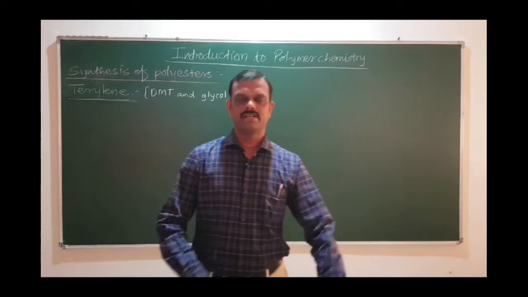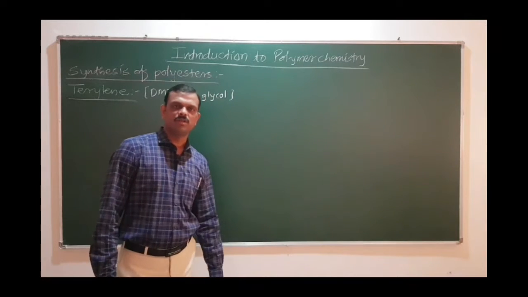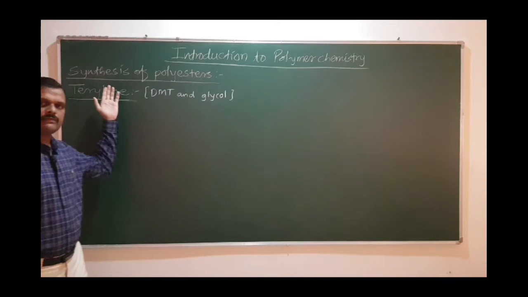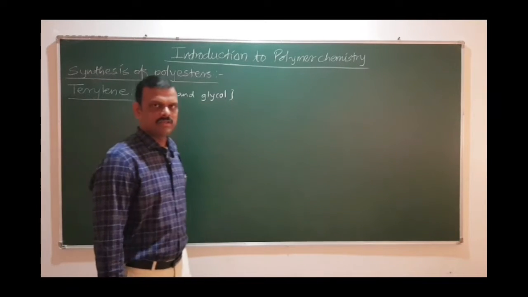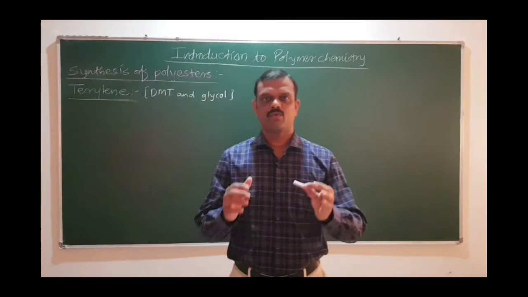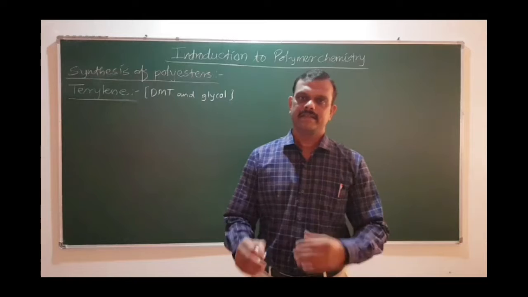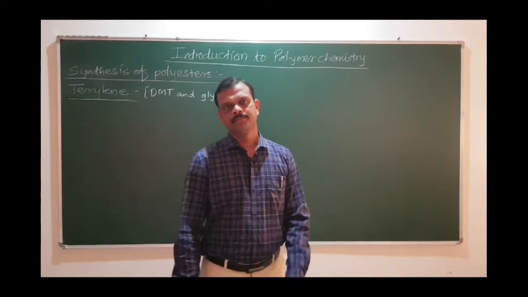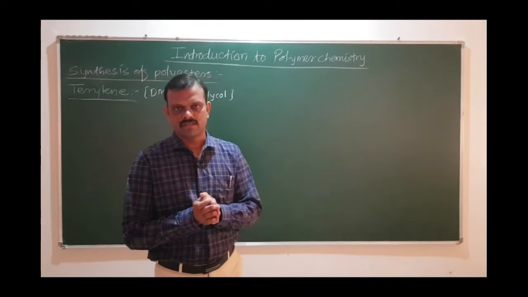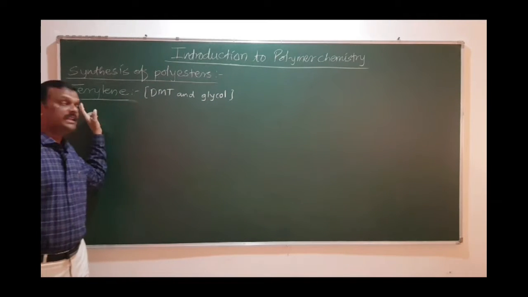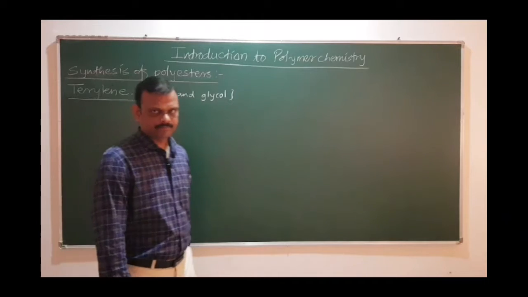This is the 6th video lecture for Introduction to Polymer Chemistry. We are going to study the synthesis of polyesters. Polyesters means it is a polymer of esters. That means the ester functional group is present n times in the molecule. There are a number of examples of polyester polymers, but we are going to study the terylene polymer.